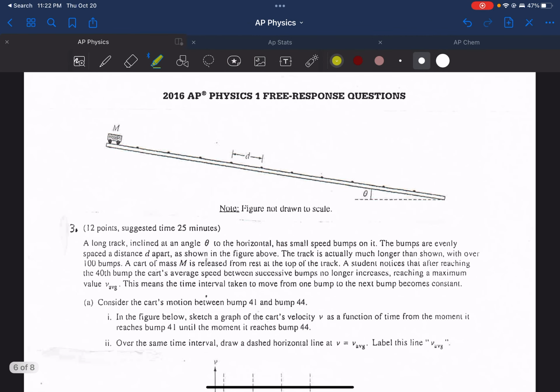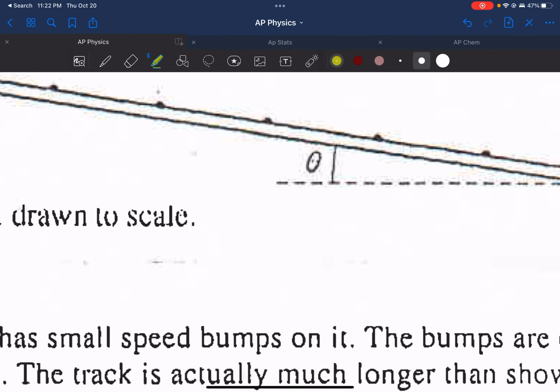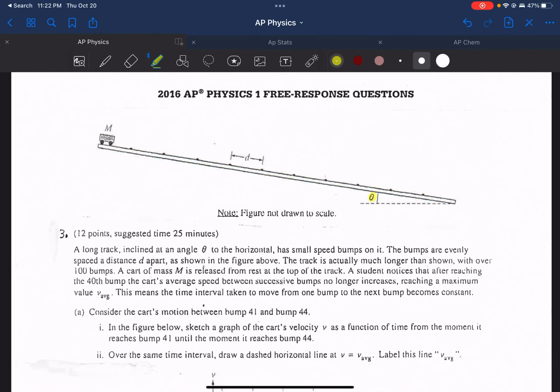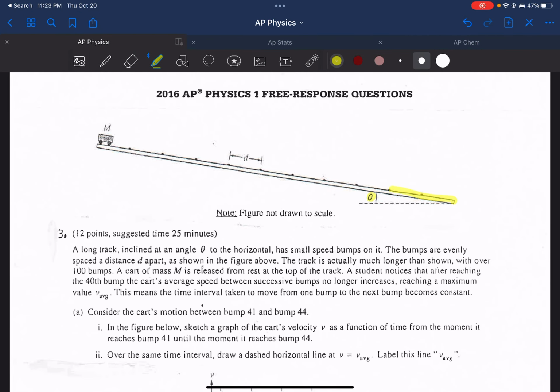A long track inclined at angle theta to the horizontal, right? Has small speed bumps on it. So boom, boom, boom, boom, speed bumps, right? The bumps are evenly spaced at a distance d. So from bump to bump, it's d. This is d. This is d. The track is actually much longer than shown with over 100 bumps.